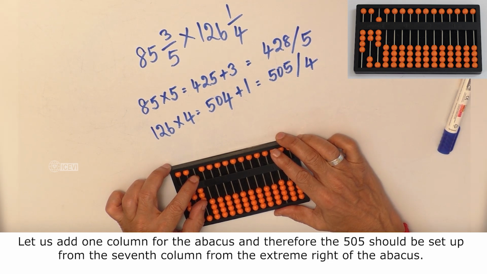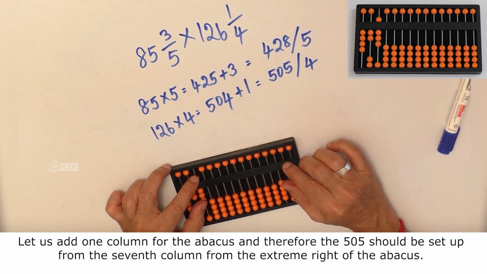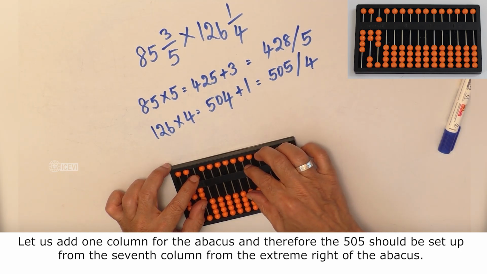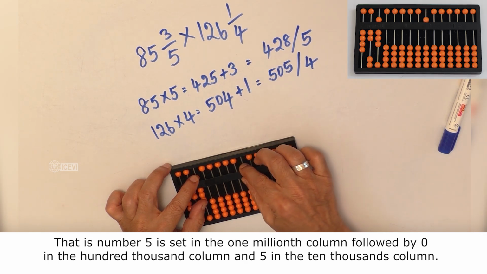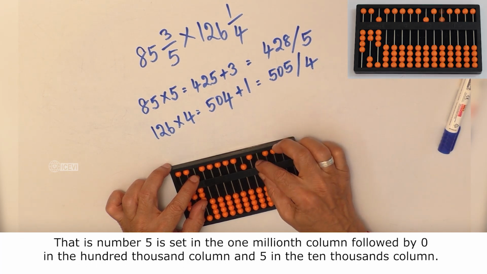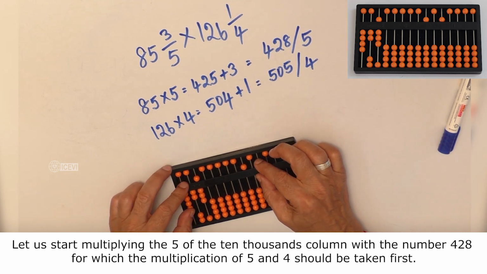Let us add one column for the abacus, and therefore 505 should be set up from the 7th column from the right side of the abacus. That is, number 5 is set in the 1,000,000th column, followed by 0 in the 100,000th column and 5 in the 10,000th column. Let us start multiplying 5 of the 10,000th column with the number 428, for which the multiplication of 5 and 4 should be taken first.